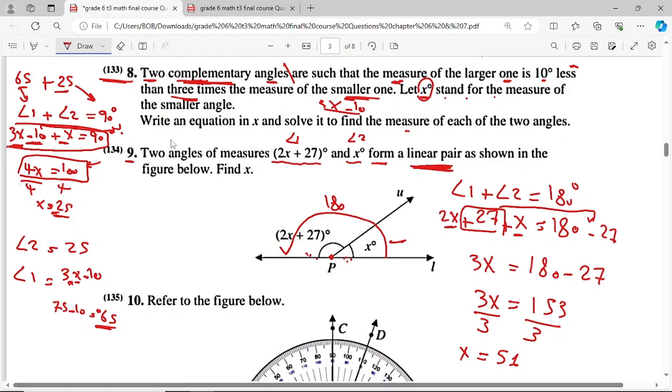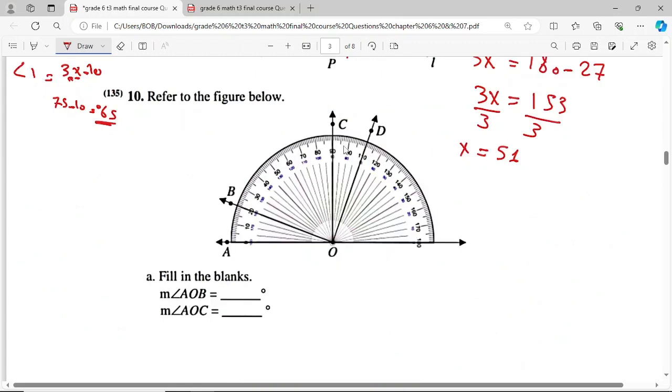Okay, so x is 51. Okay, now question number 10. Refer to the figure below. Fill in the blank. Measurement of angle AOP. So the angle is O. So angle AOP. So this is the angle. What is the measurement of this angle?